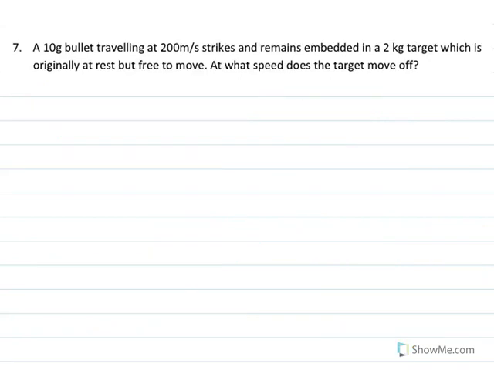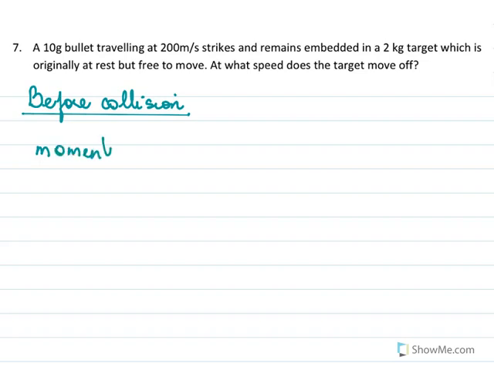A 10-gram bullet traveling at 200 meter per second strikes and remains embedded in a 2 kg target which is originally at rest but free to move. At what speed does the target take off? So before collision or before firing, let us see what is the total momentum. So we need to know momentum of bullet, that is before collision.